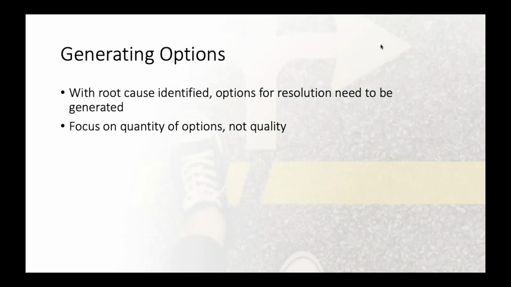Generating options. Once you identify the root cause and you've identified all the pieces around it, you start looking for ways to resolve what needs to be fixed. What are all the options? You're not just focusing on quality of options, focus on a ton of options. What is every possible thing we could do to address this conflict?